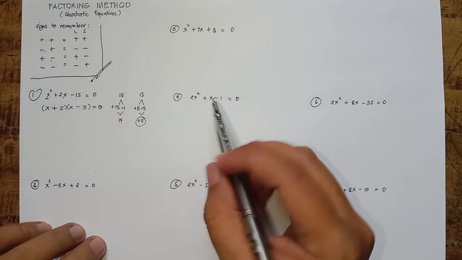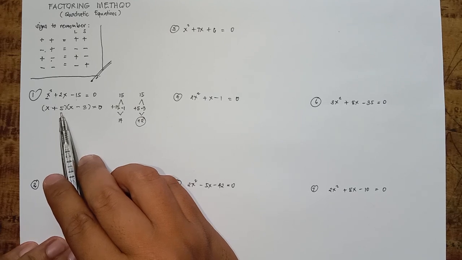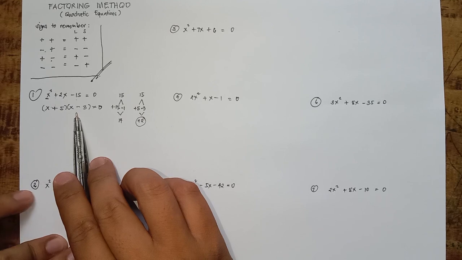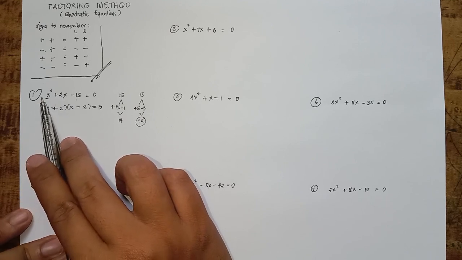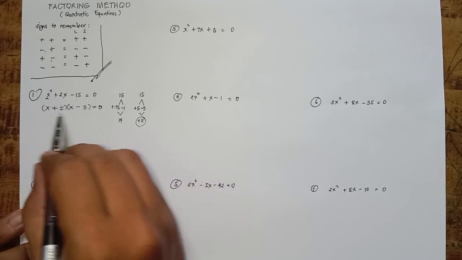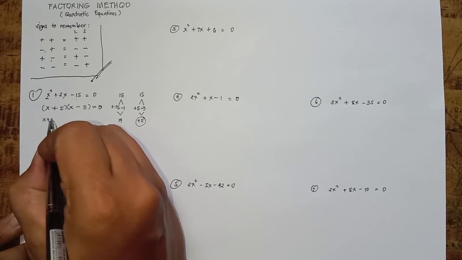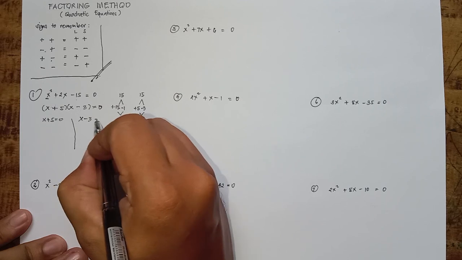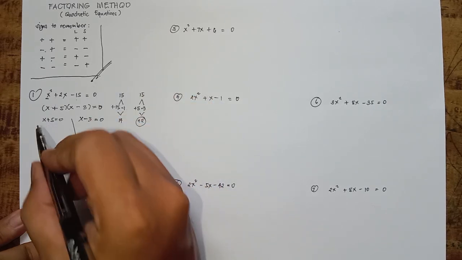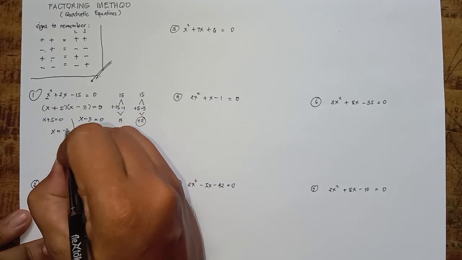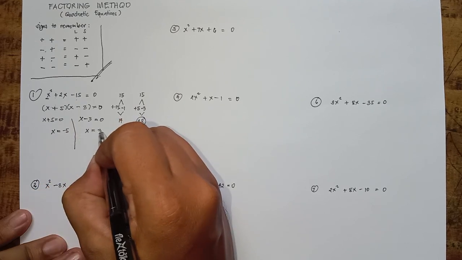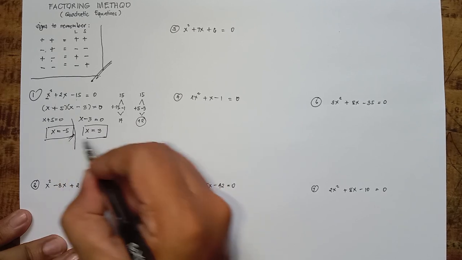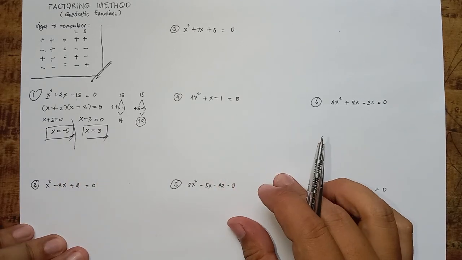To go back to the quadratic equation, we will use the FOIL method so that we will find the original equation. Since these are the factors, x plus 5 should be equated to 0, and x minus 3 should also be equated to 0. So x is equal to negative 5 and x is equal to positive 3. Therefore, the roots are negative 5 and positive 3.